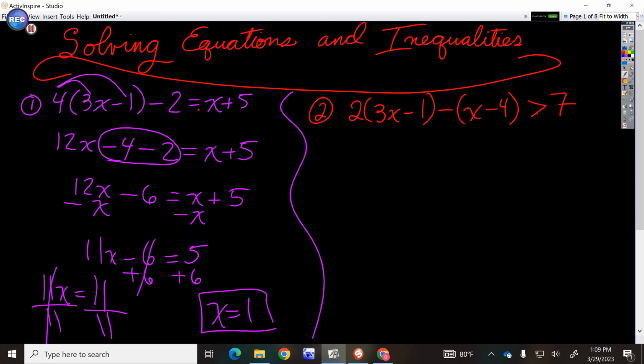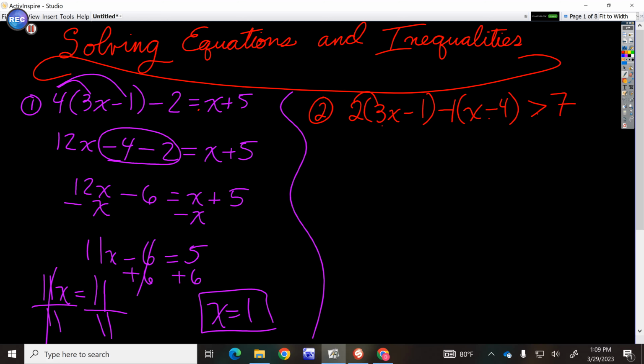So here we go. In this case, there's 2 parentheses to distribute to. What gets distributed to the first one? 2. How about the second one? Negative 1. That's another mistake people make on this. They forget that if a minus touches a parentheses, there's a negative 1 involved.